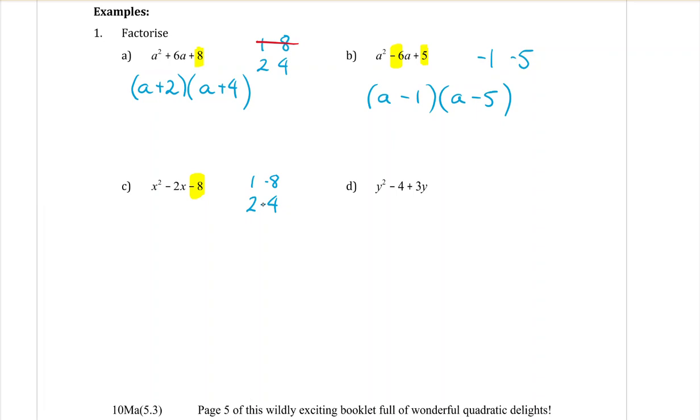Now, let's see which one adds to give a -2. That one makes -7. Nope. This one makes -2. Okay, so cross out the first one, it doesn't work. I need 2 and -4. So 2 brackets, this time we're using x, and one bracket will have a +2 and the other bracket will have a -4.